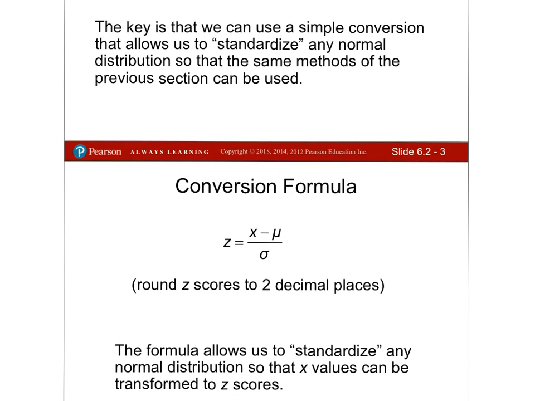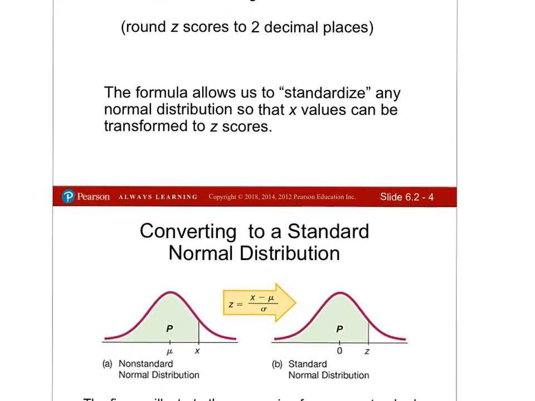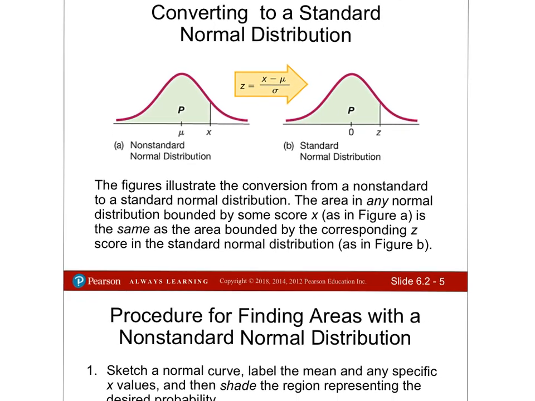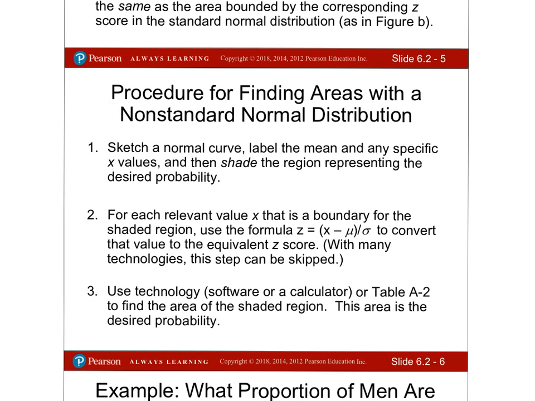And the way we do that is by using the z-score. So the z-score formula converts all of our non-standard values to standard values. That allows us to standardize any normal distribution. So the z-score formula changes us from non-standard to standard, and allows us to find areas under non-standard curves.